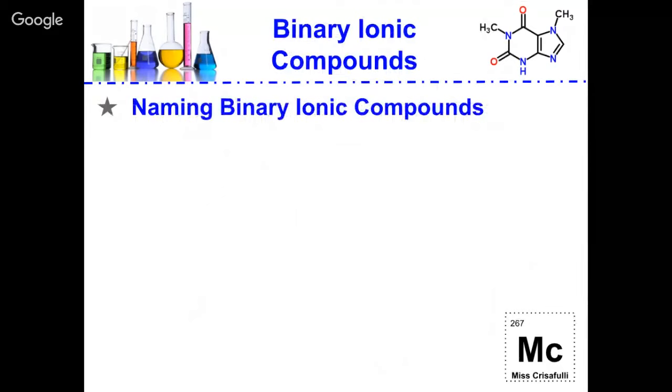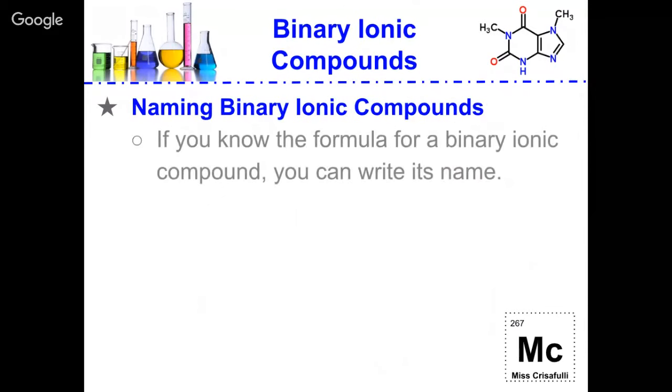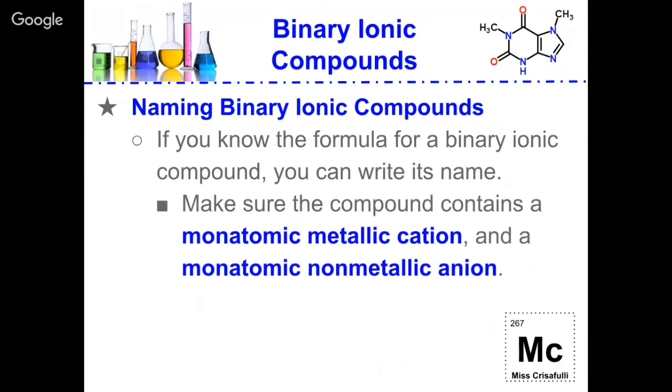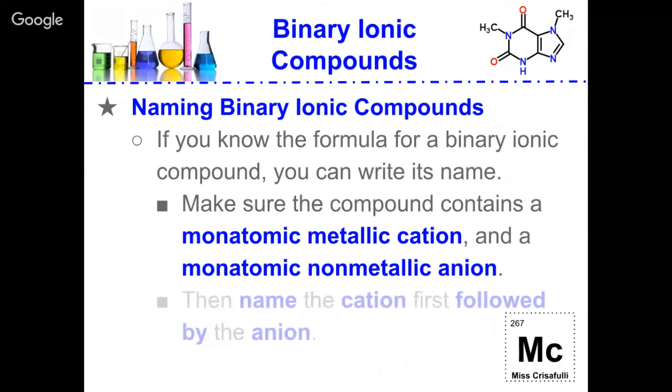Now let's talk about how we name binary ionic compounds. If you know the formula of a binary ionic compound, you can write its name. So the first thing you need to do is make sure that your compound contains a metal cation and a non-metal anion. And then you're going to name the cation first, followed by the anion.